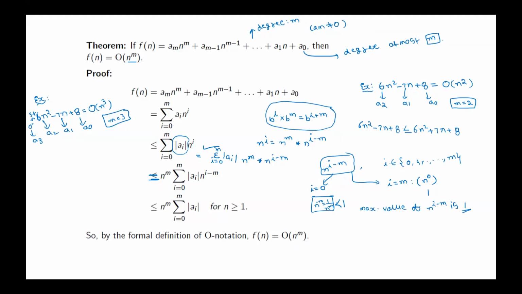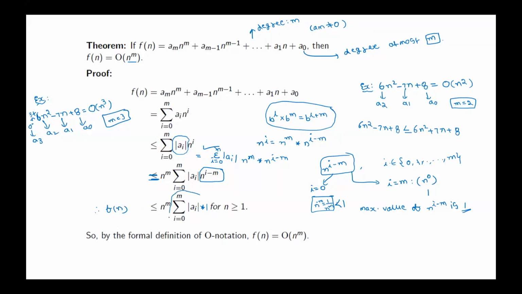Maximum value of n power i minus m is 1. Is that correct? So now n power i minus m, I replace with 1. Then definitely this entire top summation will be less than or equal to 1 into 1, which means it is same as this only. Is that correct? Hence, what have we got finally? Therefore, f of n is less than or equal to n power m into this entire constant.